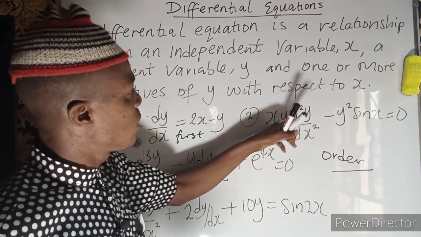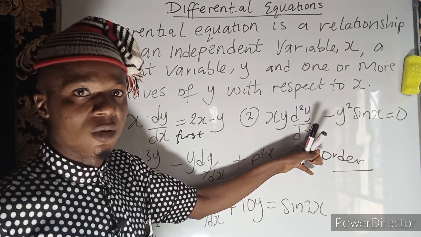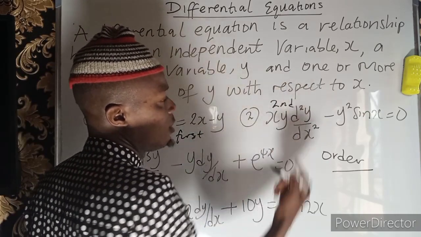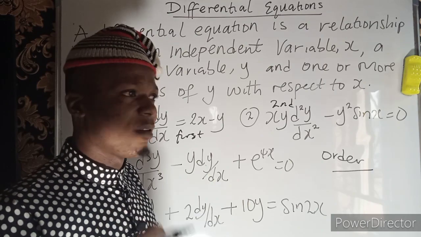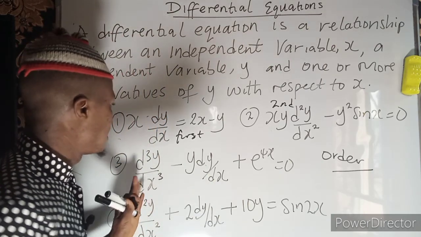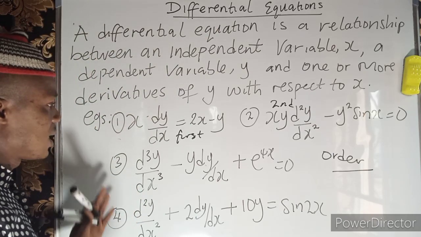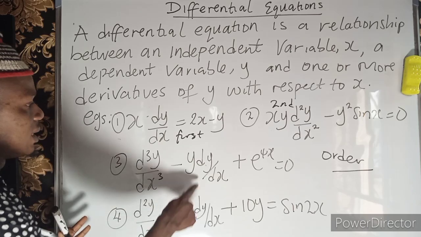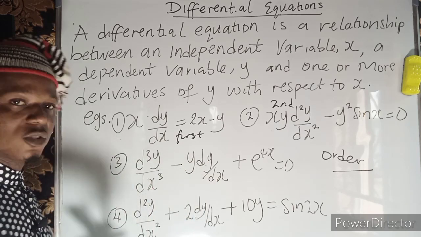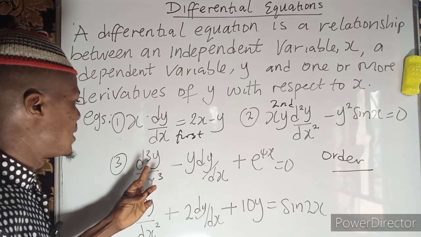But in this one, you can see we had a second derivative of y with respect to x. So this is second order, because the highest power of derivative is 2. The power of the derivative will tell you the order of the differential equation. In the third one, there is something I want you to understand. You can see that we have the first derivative and also a third derivative. Some persons might be confused here. They will say that this is both a first order and a third order.